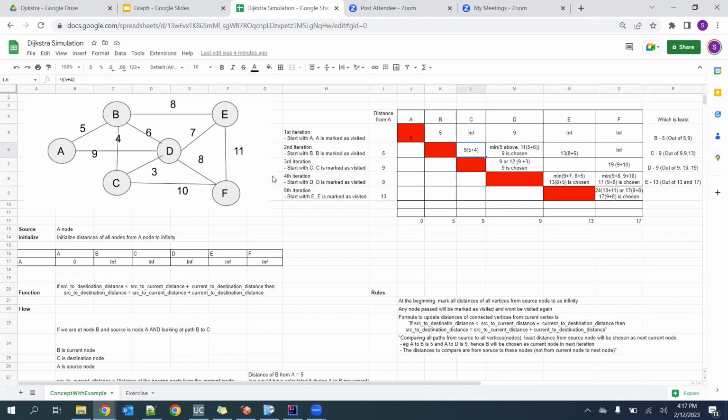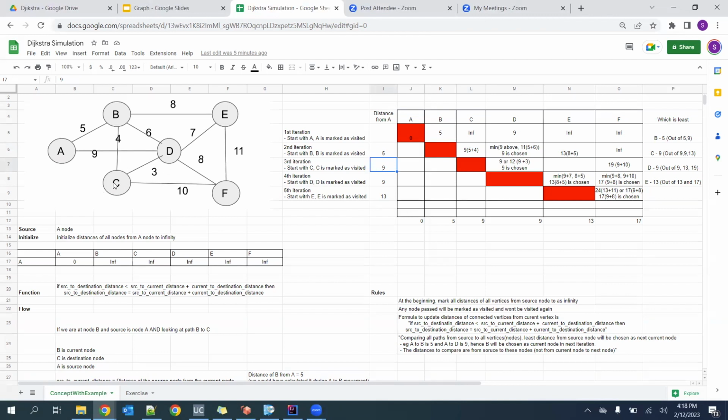Now the distance between source to C is 9. We keep that here, right? The minimum distance between source to C is 9. If you see, 5 plus 4 is 9. There are other distances from source to C, like 5 plus 6 plus 11 plus 14. But when we go through this flow, you will find the minimum distance automatically. So between A to C is 9. Because we have chosen C as the current node, and source to C is 9, we'll keep 9 here. Now we are at C.